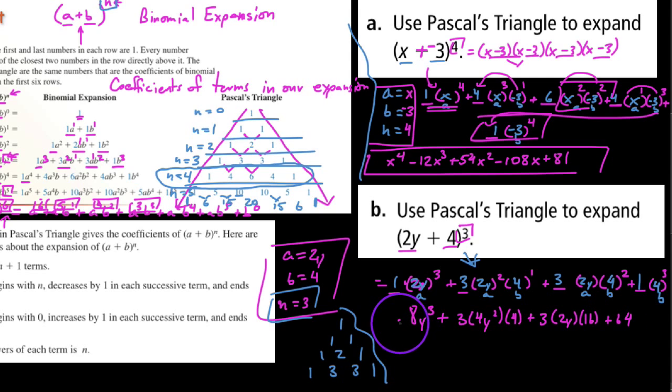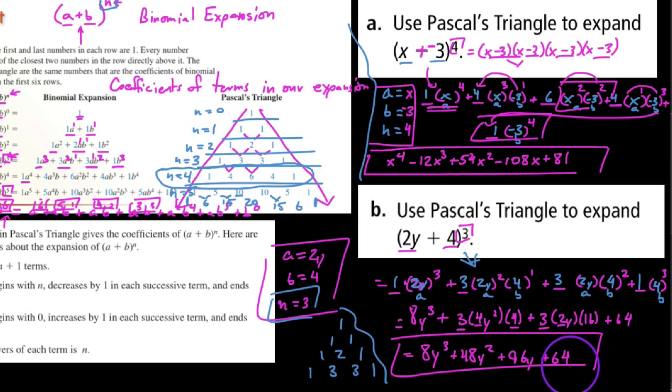So now we'll go back and rewrite this one more time. Hopefully this is the last time. 8y cubed. Now 3 times 4 is 12. 12 times 4 is 48. So I have 48y squared. Now 3 times 2 is 6. 6 times 16 here would be 96. So again, sorry for the mental math. We say plus 64. But this would be the cube of that binomial in a really quick fashion without having to FOIL everything out. Cheers.